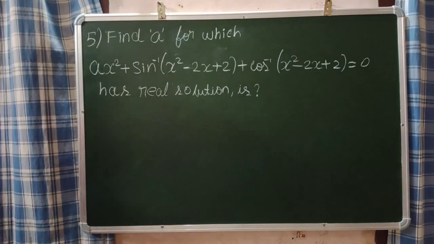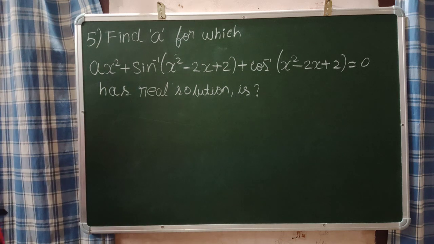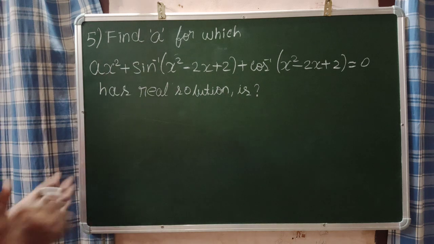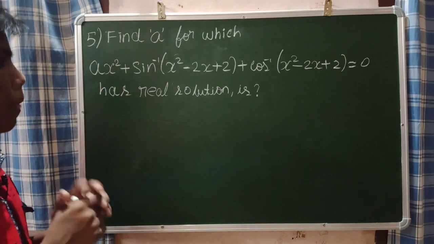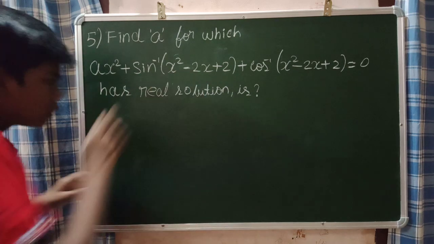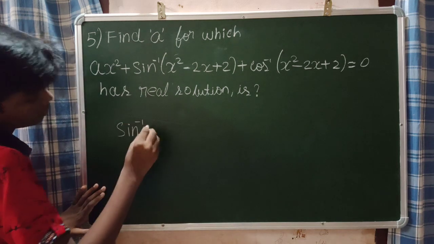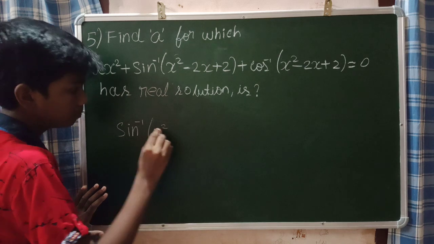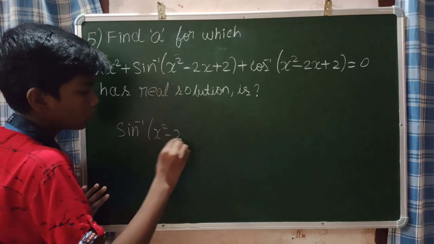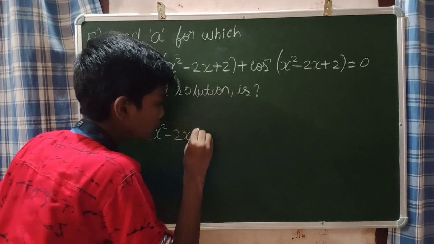Our next question is, find a for which x square plus sin inverse of x square minus 2x plus 2 plus cos inverse of x square minus 2x plus 2 is equal to 0 has a real solution. Guys, they are asking the value of a. Now, how we are going to approach this question is, first consider this term, which is sin inverse of x square minus 2x plus 2.